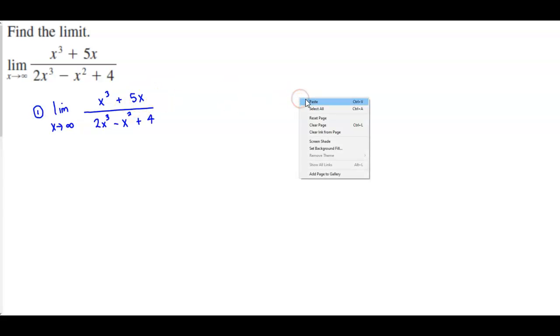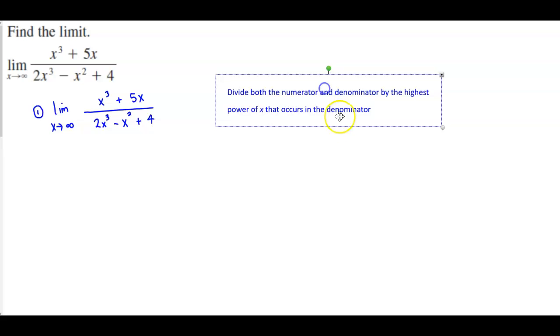Okay, so now what we want to do is we want to divide both the numerator and denominator by the highest power of x that occurs in the denominator, which is x cubed. So dividing is the same thing as multiplying it by 1 over that highest power of x. So let's take a look at step number 2.